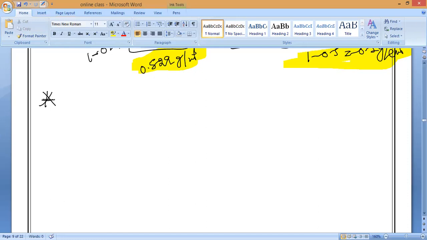A piece of material of mass 100 gram is immersed in a measuring cylinder having water at a mark of 30 ml. At a mark of how much? At a mark of 30 ml.